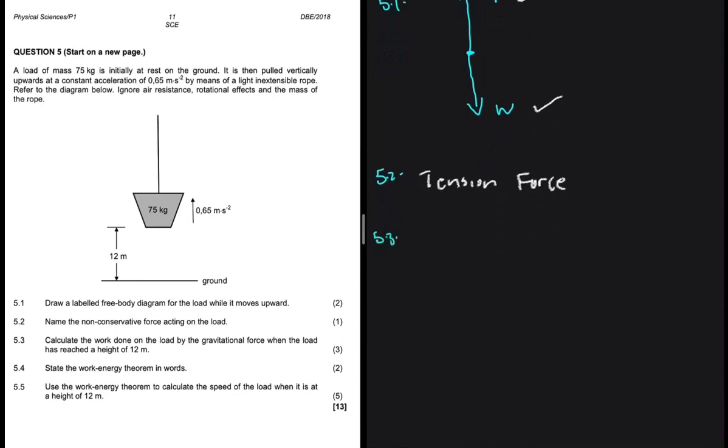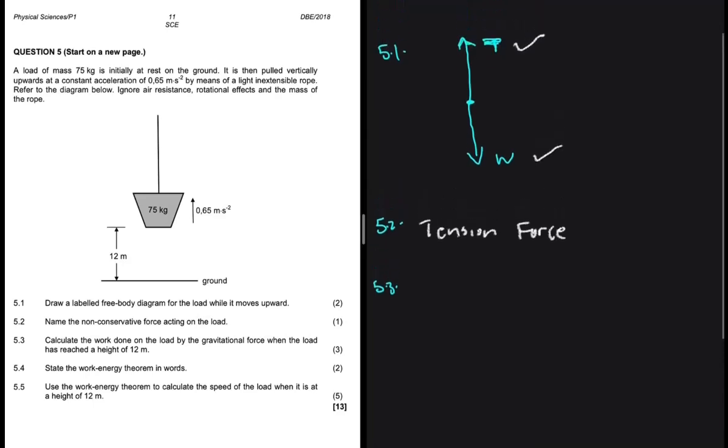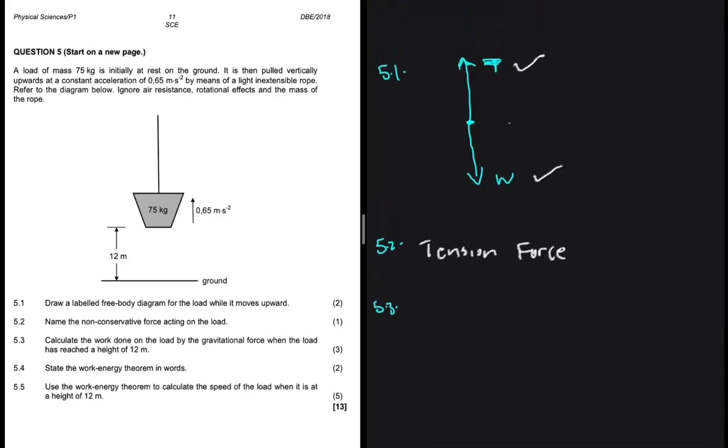Right, let's move to 5.3. So 5.3 is saying let's calculate the work done on the load by gravitational force when the load has reached a height of 12 meters. So when it has gone up 12 meters, right? Let me just show you something here. Let's go back to the free body diagram. The object has gone up 12 meters, and the weight is going down, as we can all see, right? So the angle between the displacement and the weight is 180 degrees, right?